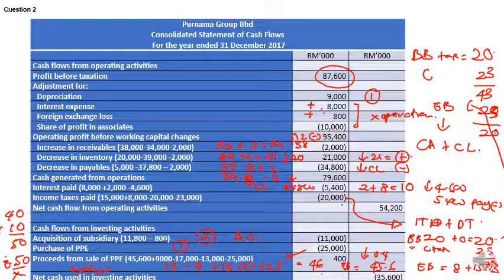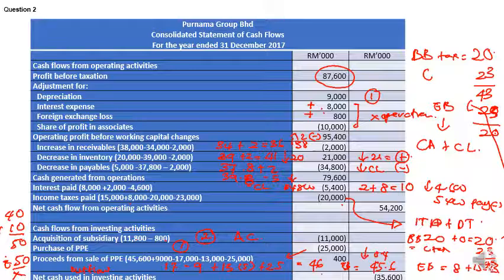Okay, the next items here are related to your investing activities. For the investing activities, focus on your long-term assets. The first thing that you have here is the investment in associate, PPE, and also PPE. The first one is acquisition of subsidiary, which is item number 2. We only need to find the aggregate cash. So this is your aggregate cash.